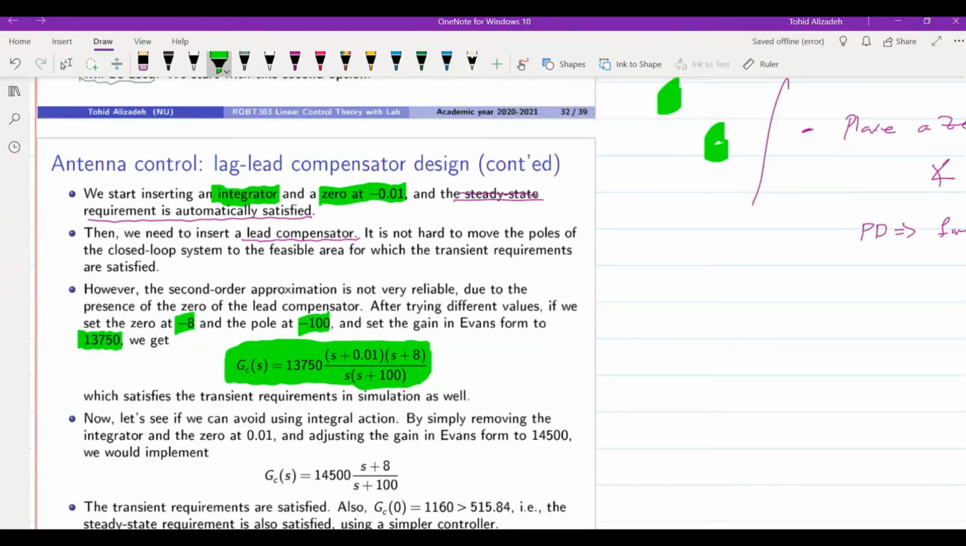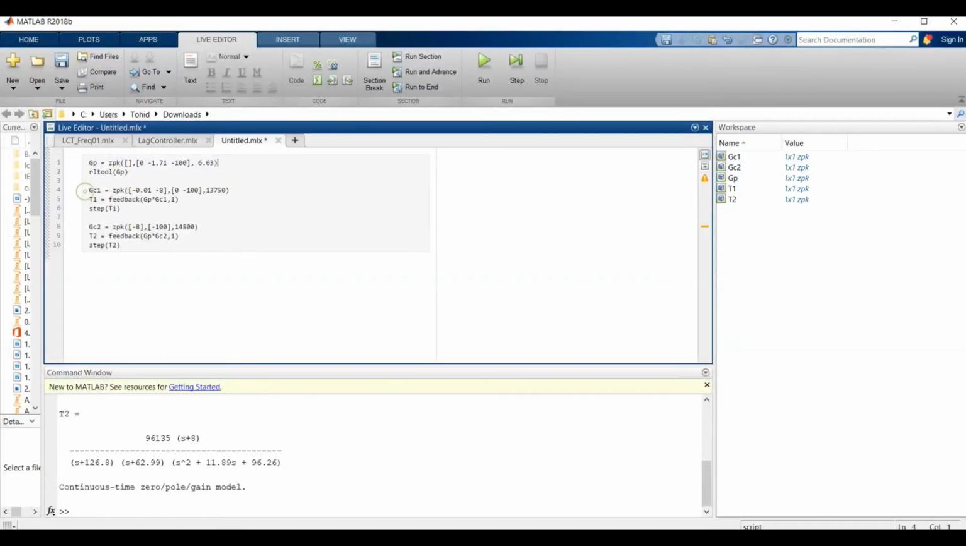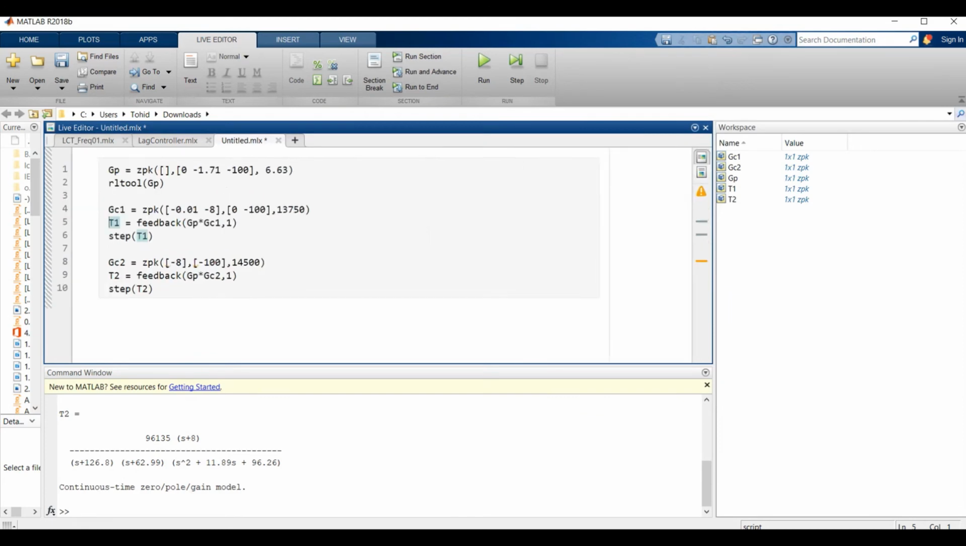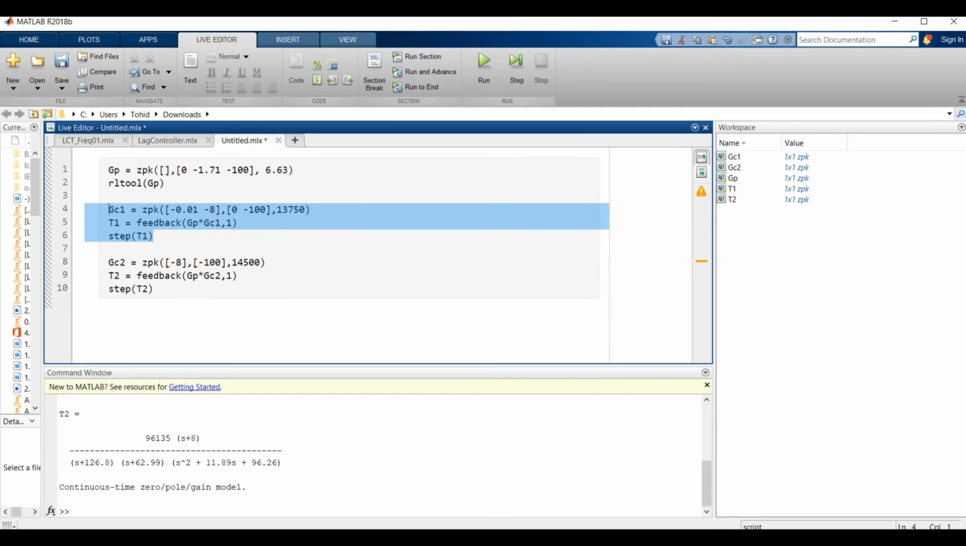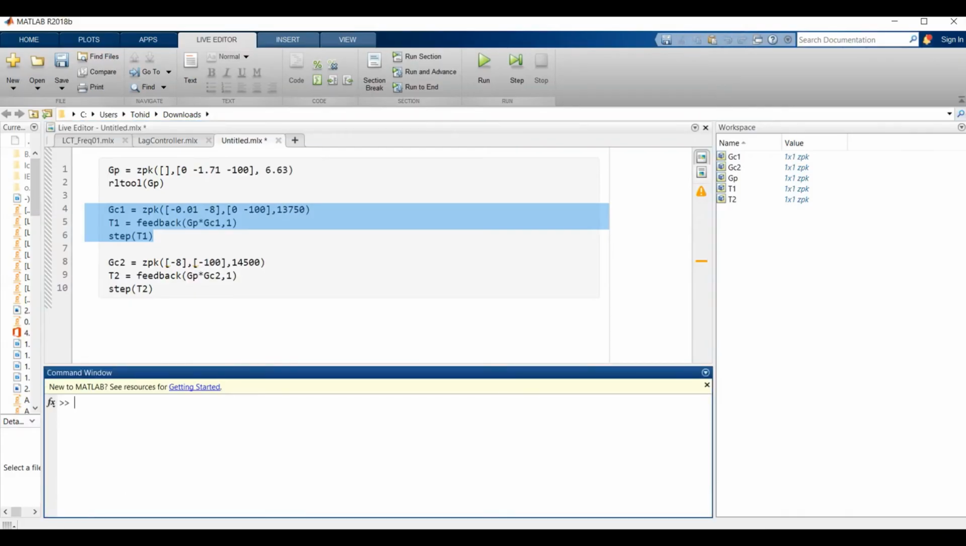Therefore, the overall controller that we have will have this form. So you can see that it has a pole at the origin, S, and a pole at -100, and there are 2 zeros. Over here I have created the controller, GC1. Then we have the closed loop system as T1, which is feedback of GP times GC1 and 1. And then with the step command we can depict the step response of the closed loop system.